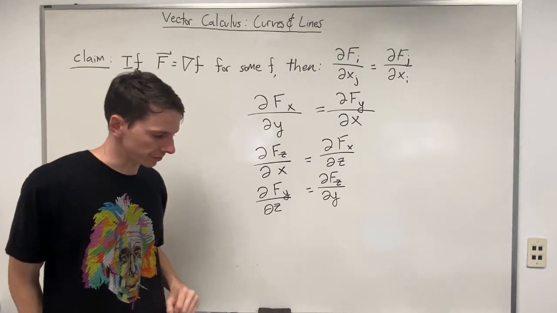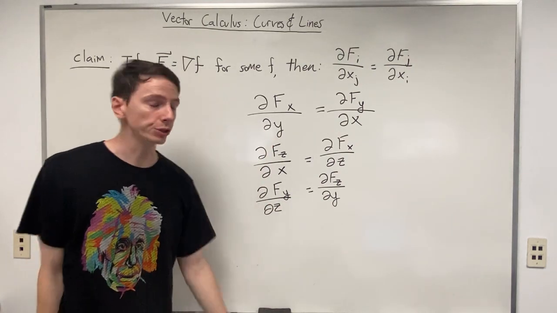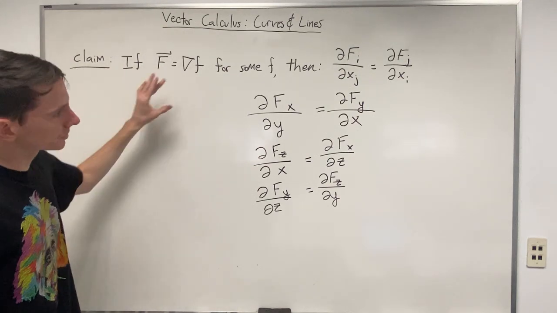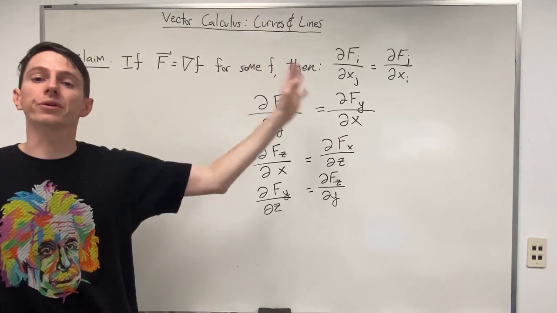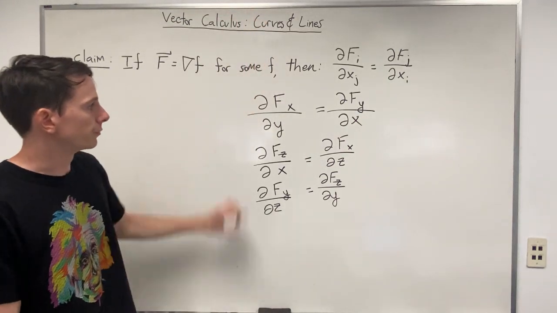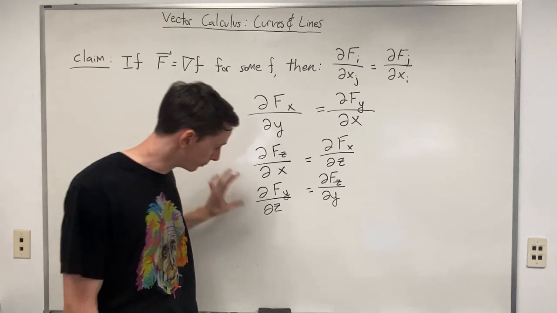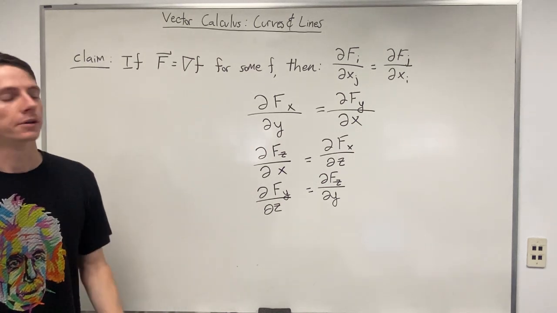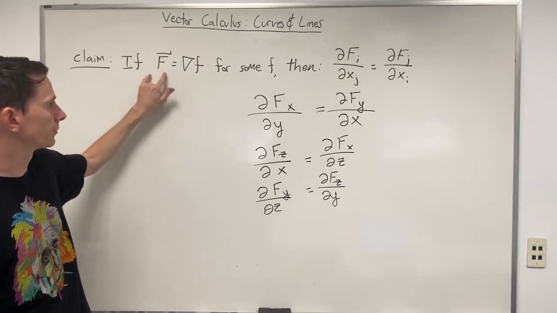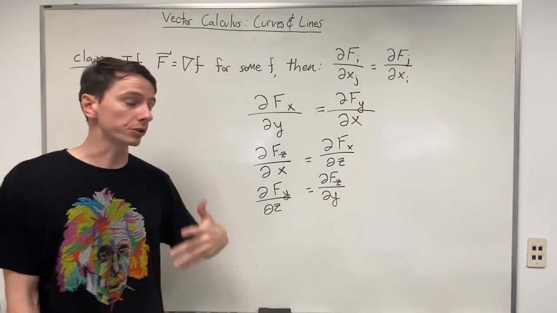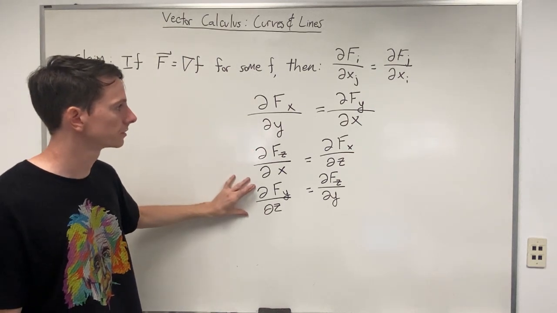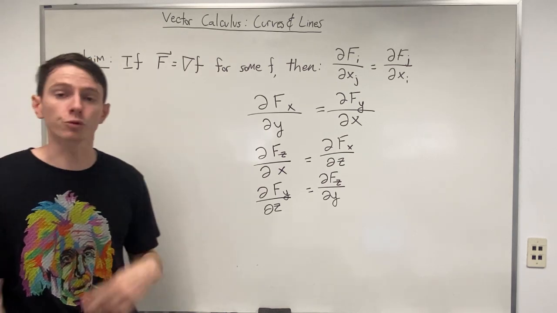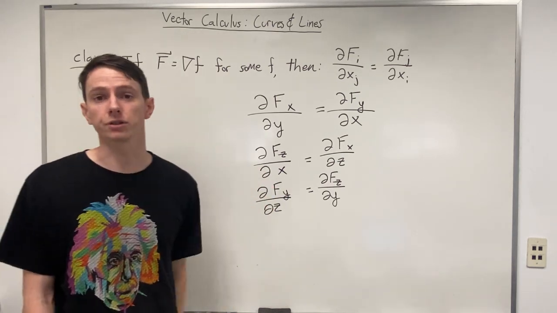Now, to make sure we're clear about this, because this is the criterion we would use to actually test if a vector field F is conservative, this identity needs to be true for any two coordinates that you pick. If you pick this one, it needs to be true. If you pick this one, it needs to be true. In other words, it needs to be true for all of them. So when you're trying to determine if a vector field F is conservative, you need to go through each of the different possibilities and determine if all of these equations match up. If even one of them doesn't match up, then your vector field is not conservative.